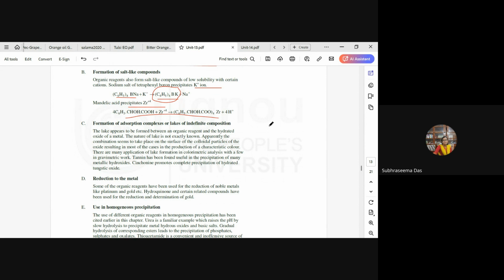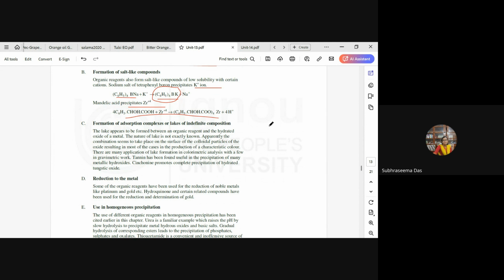Then formation of adsorption complexes or lakes of indefinite composition. The lake appears to be formed when an organic reagent combines with the hydrated oxide of a metal. So the nature is not exactly known. The combination seems to take place on the surface of the colloidal particles of the oxide, resulting in most cases in the formation of a typical color. So there are many applications of this lake formation in colorimetric analysis, because here a color is formed. The application mostly lies in colorimetric analysis.